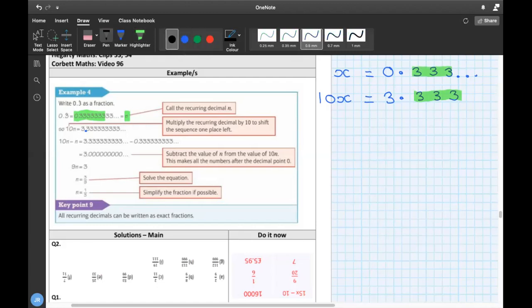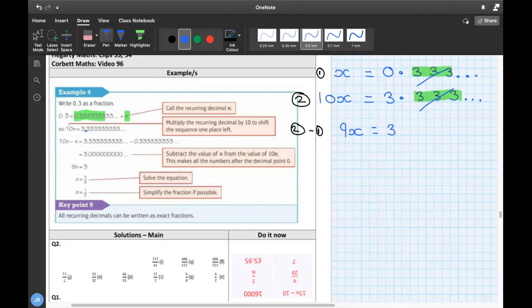So if I call this equation 1 and this equation 2, what happens when I do equation 2 subtract equation 1? Well, let's think about the x's first. If we've got 10x take away 1x, that leaves us with 9x. Now we're subtracting equation 1 from equation 2, so you've got 3.3 recurring, take away 0.3 recurring. These are going to cancel out. You've then got 3 take away 0, which is just 3.